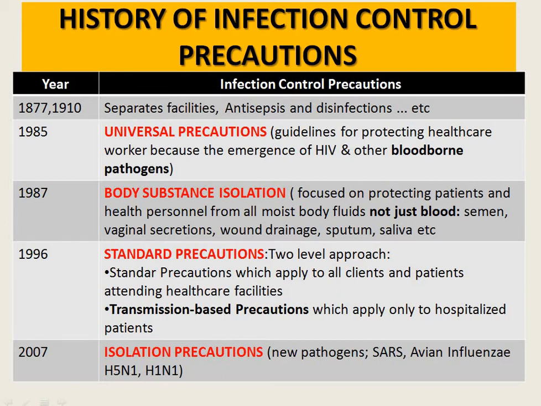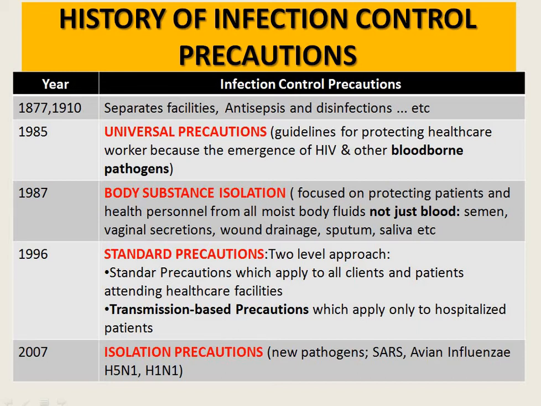When did it start? It started in the early 18th century, between 1877 and 1910, when there were separate facilities for antisepsis and disinfection. In this way, the use of clean hands and cleaning of surfaces helped us decrease the infection and later led to better recovery. In 1985, with the advent of HIV, we developed universal precautions, which had guidelines for protecting the healthcare worker because of the emergence of HIV and other bloodborne pathogens.